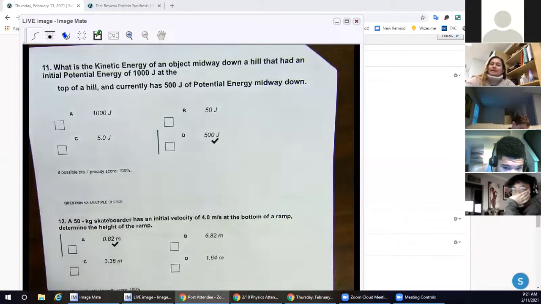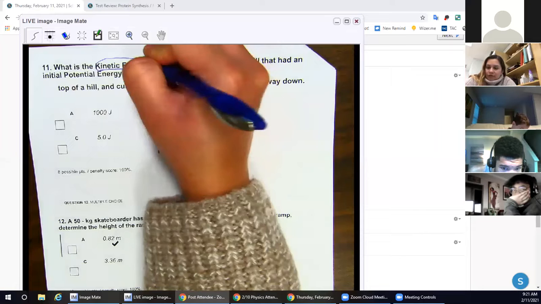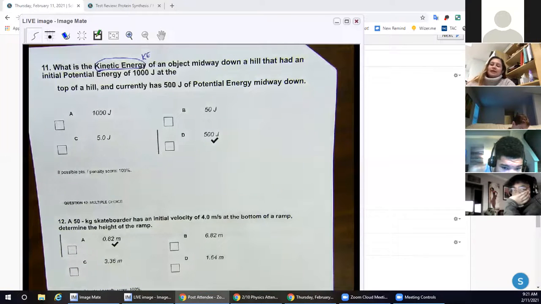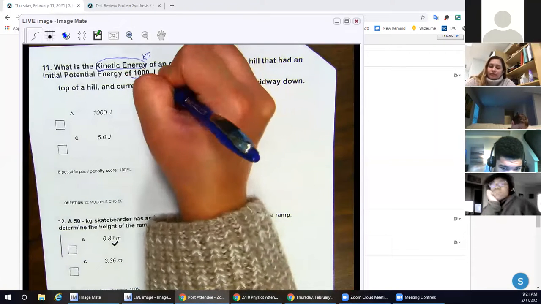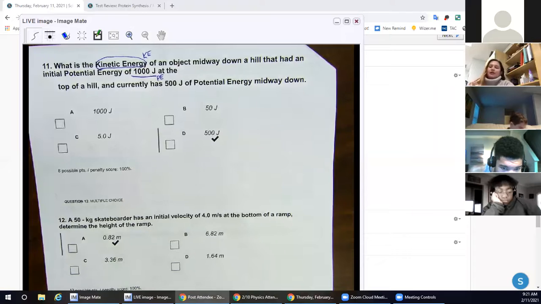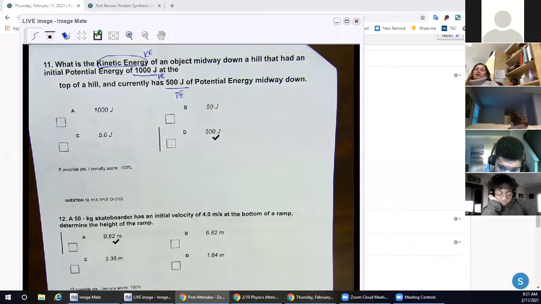Number 11, what is the kinetic energy? So we're looking for kinetic energy of an object midway down a hill that had an initial potential energy of 1,000 joules at the top of the hill and currently has 500 joules of potential energy midway down. All right, so this one is a sort of conservation of energy problem. You could do it as mechanical energy or you can do a conservation of energy. It's totally up to you. I'm going to do conservation of energy, however.